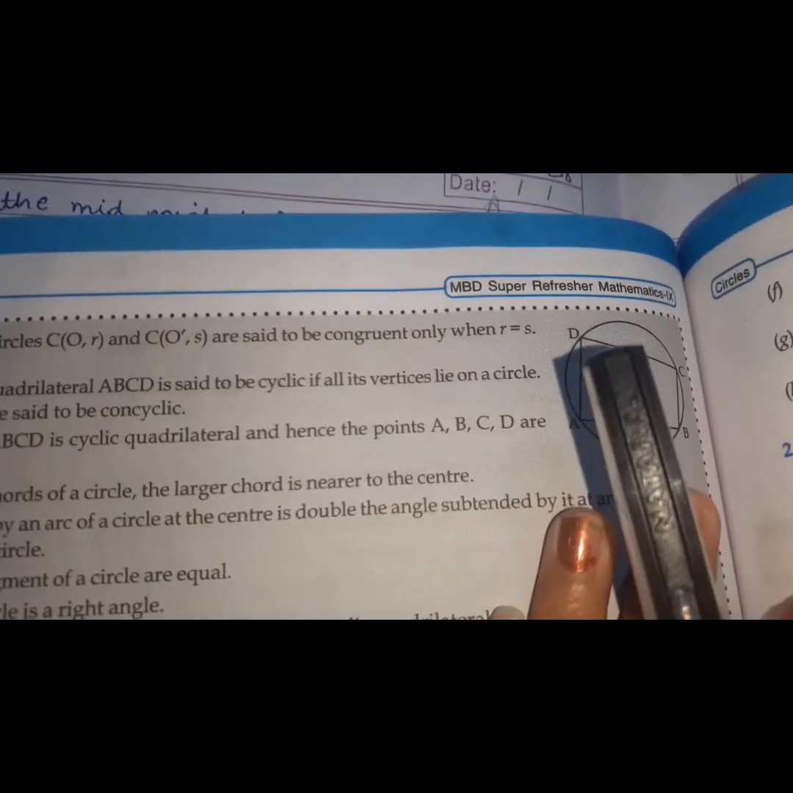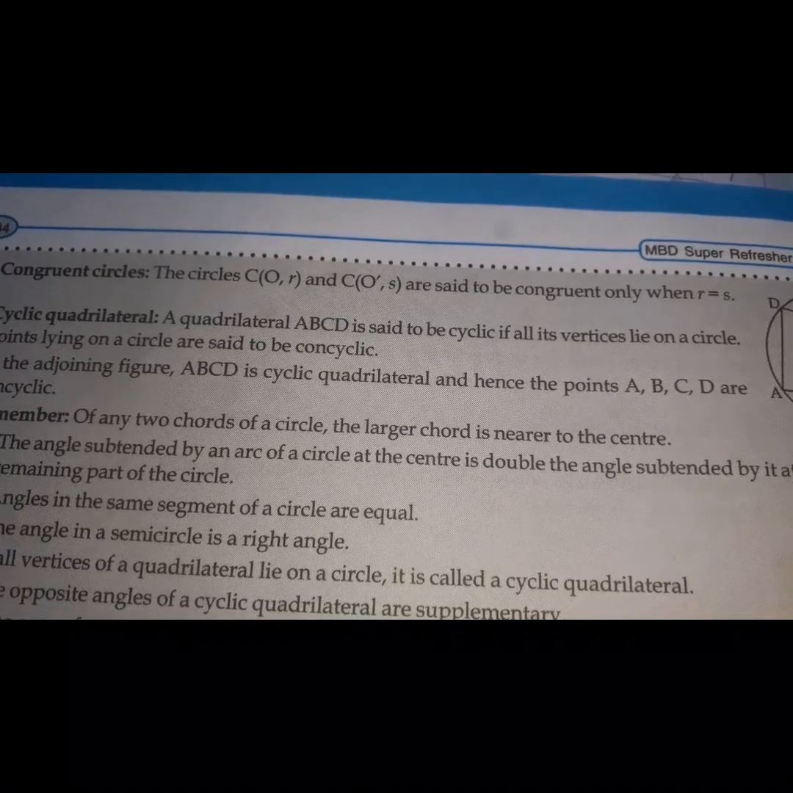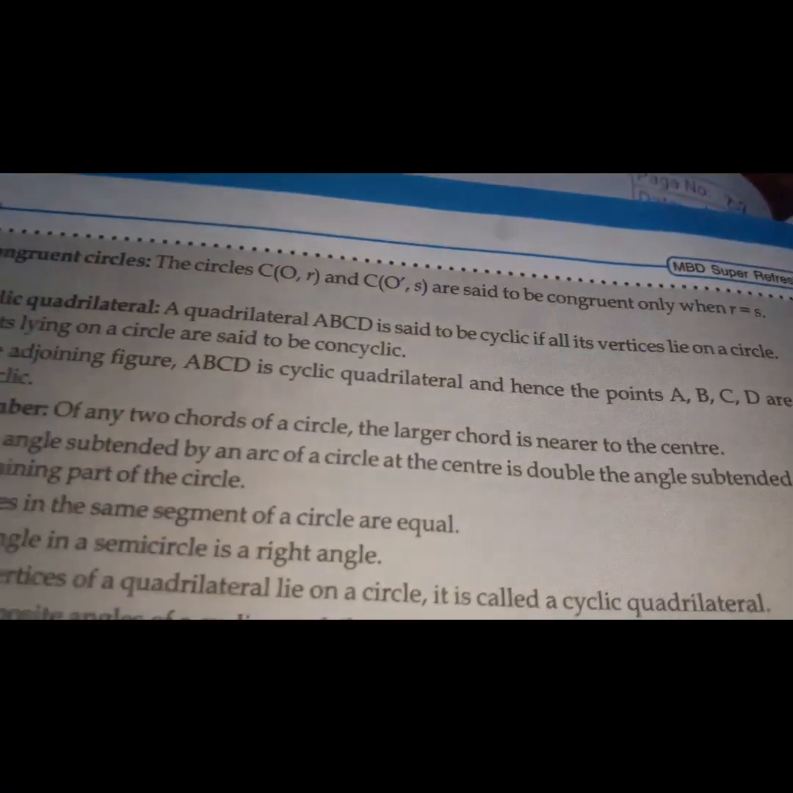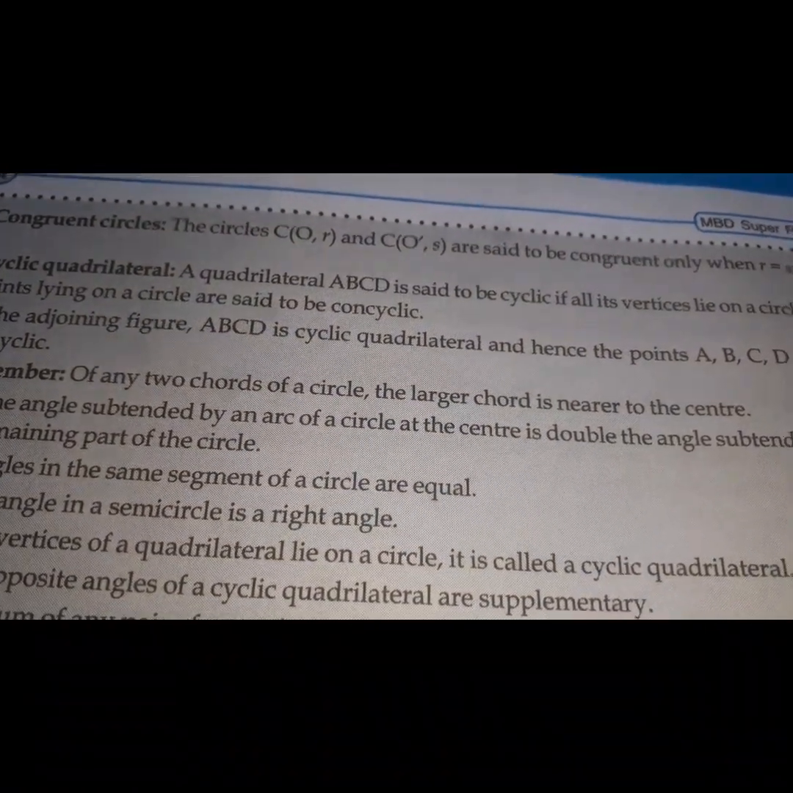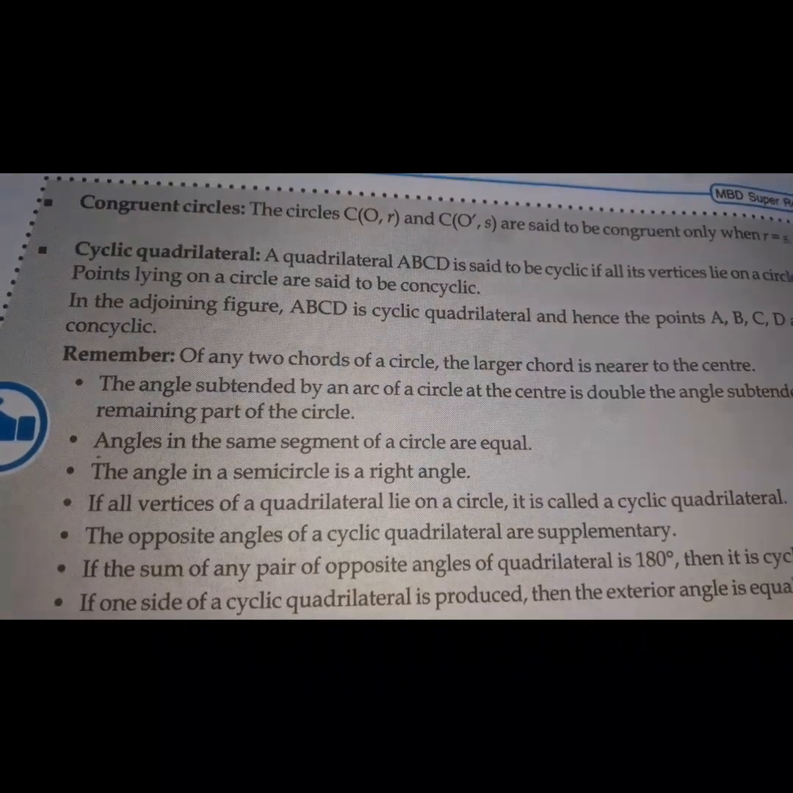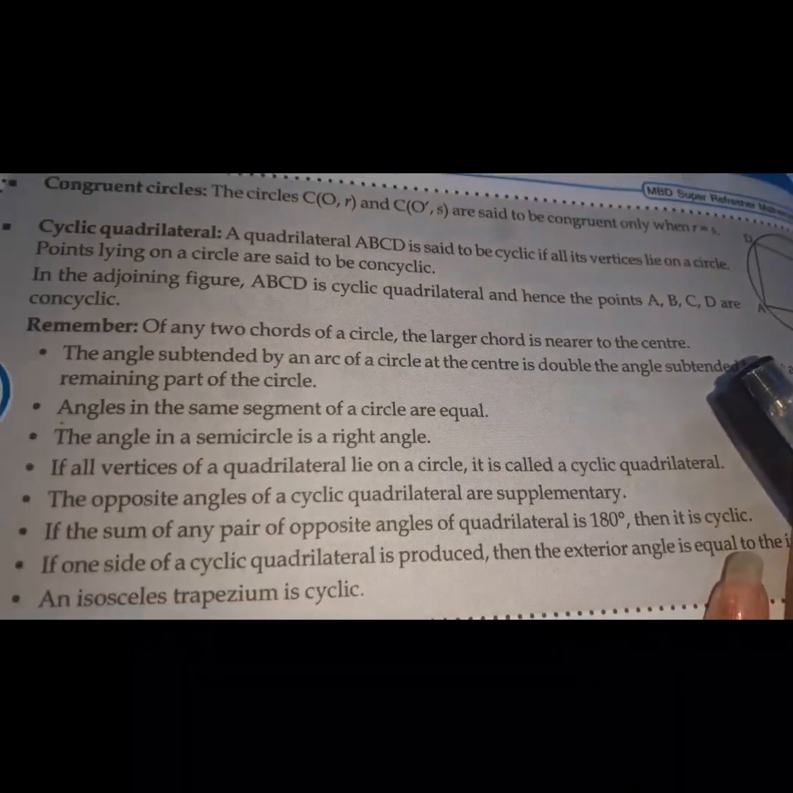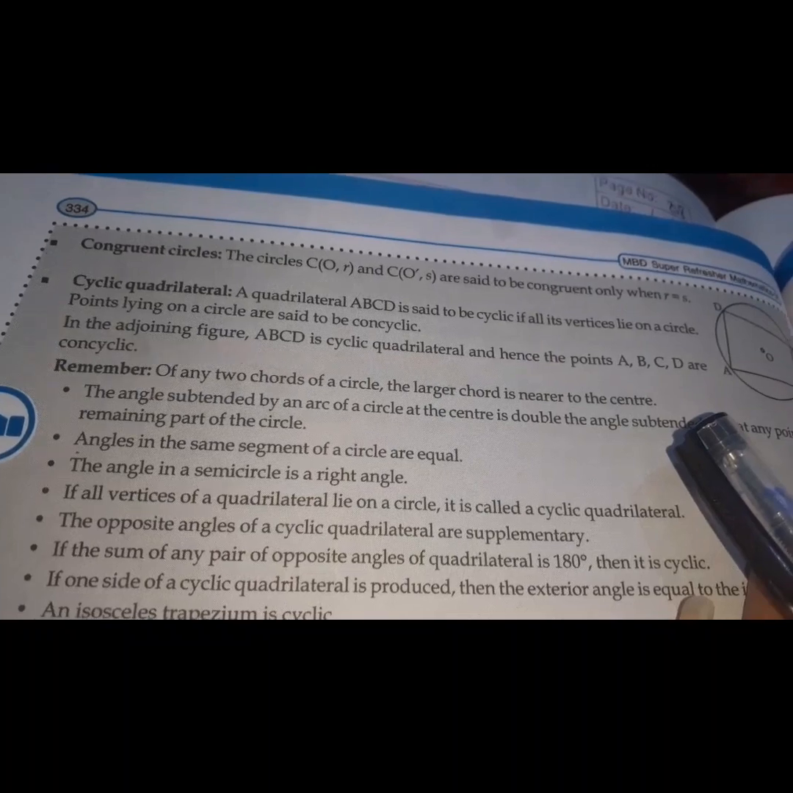Then talking about congruent circles. We can say that the circles are congruent only when they have R equal to S. A cyclic quadrilateral: a quadrilateral ABCD is said to be cyclic if all its vertices lie on a circle. Points lying on a circle are said to be concyclic. Like here, ABCD is a cyclic quadrilateral which is inside a circle. In the adjoining figure, ABCD is a cyclic quadrilateral and hence the points A, B, C, D are concyclic. Here you can read these pointers if you wish to.